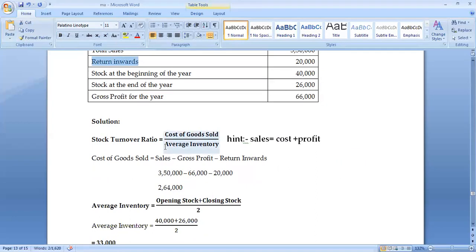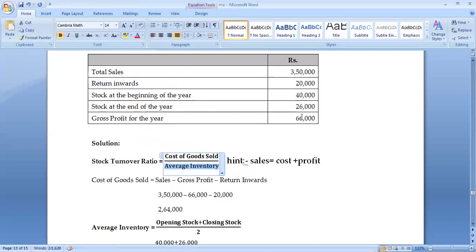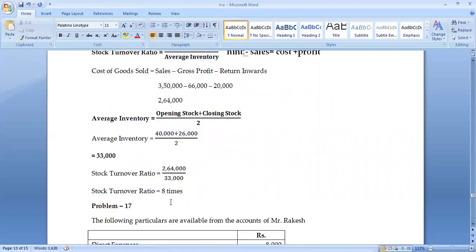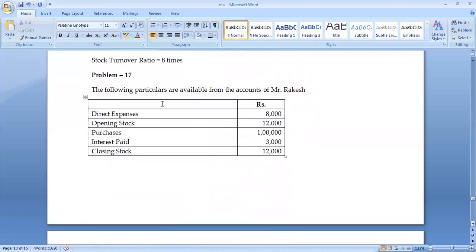Next is to find the average inventory. For average inventory, there is an opening stock as well as the closing stock, which will be divided by 2 to get the average inventory as 33,000. So divide the cost of goods sold by the average inventory. Always remember the stock turnover ratio should be represented in the number of times it occurs, only through times.